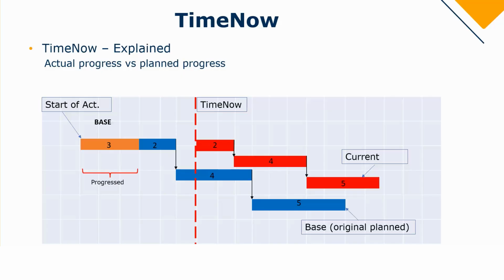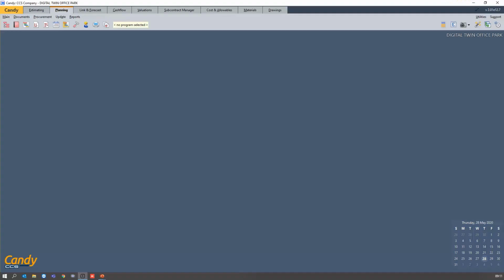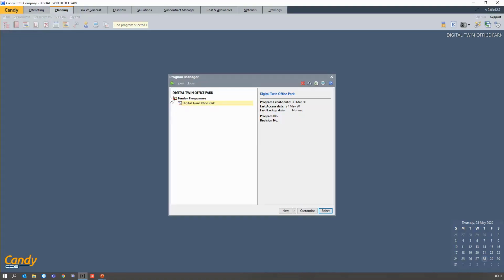Alright, so we're going to go live into the software now, where we will base the program as well as set the time now. Okay, so in Candy, I've selected the Digital Twin Office Park. Currently, no program has been selected. So in order for me to select a program, I would need to go to the Program Manager, which is the very first icon. I have the Digital Twin Office Park program.